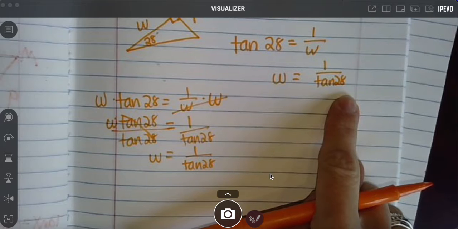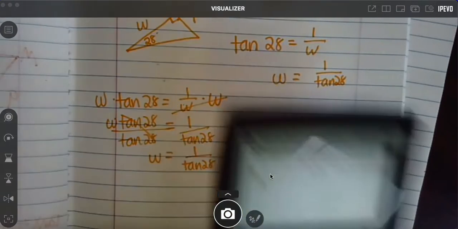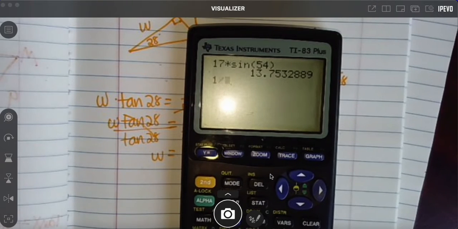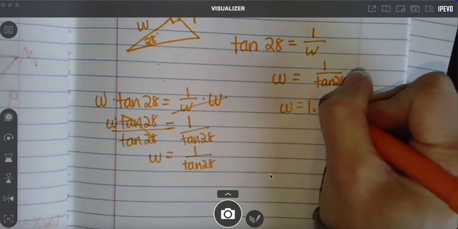So type that in your calculator. 1 divided by the tangent of 28. I have no idea what that is, so I'll do 1 divided by the tangent of 28. And did everybody get 1.9? Because they rounded, I guess, to the tenths place again. Did y'all get 1.9? Yes, ma'am. Okay, so W equals 1.9.